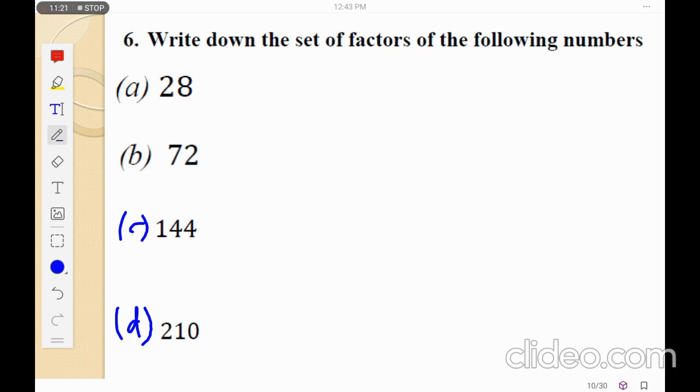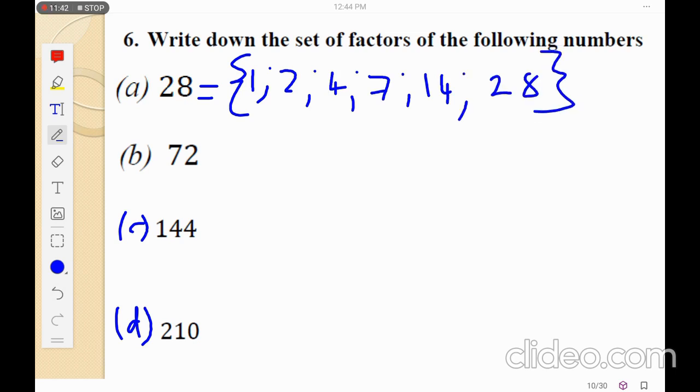Okay, so the factors are, since they say a set, I'm going to write it in the same way. A set, we denote it like this. So I've got factors 1, 2, 4, 7, 14, and 28. These are the factors of 28 there. Okay, let's go down to 72.